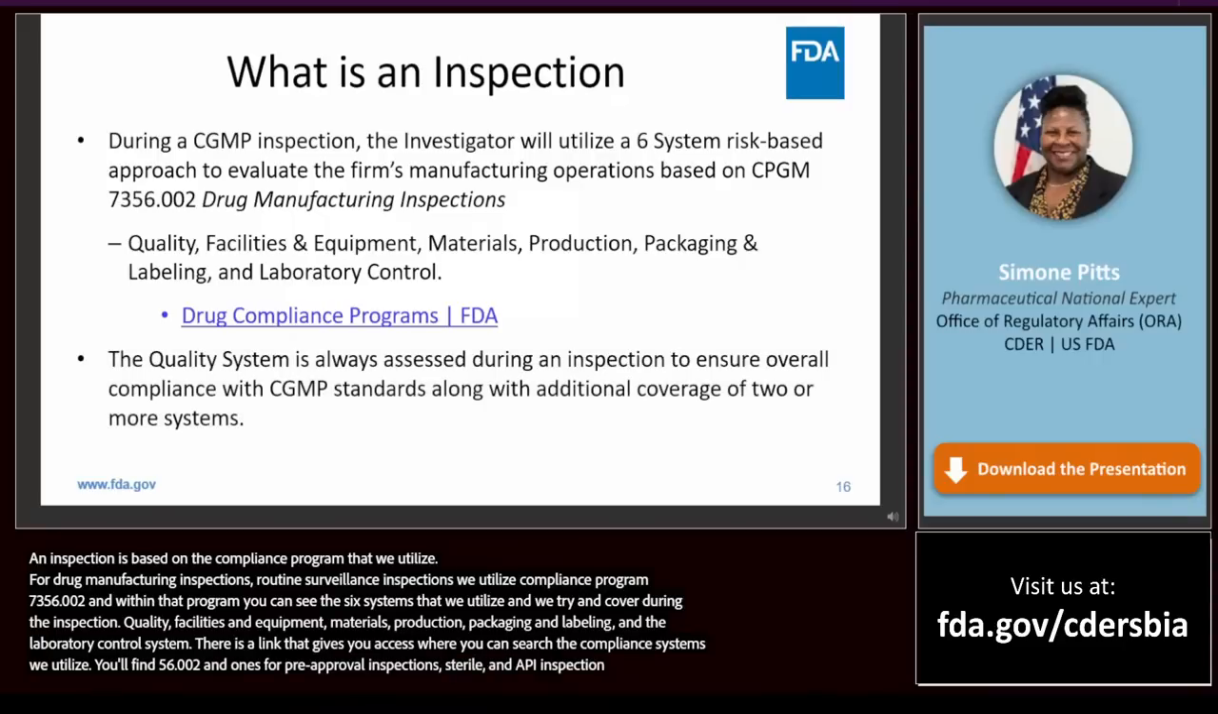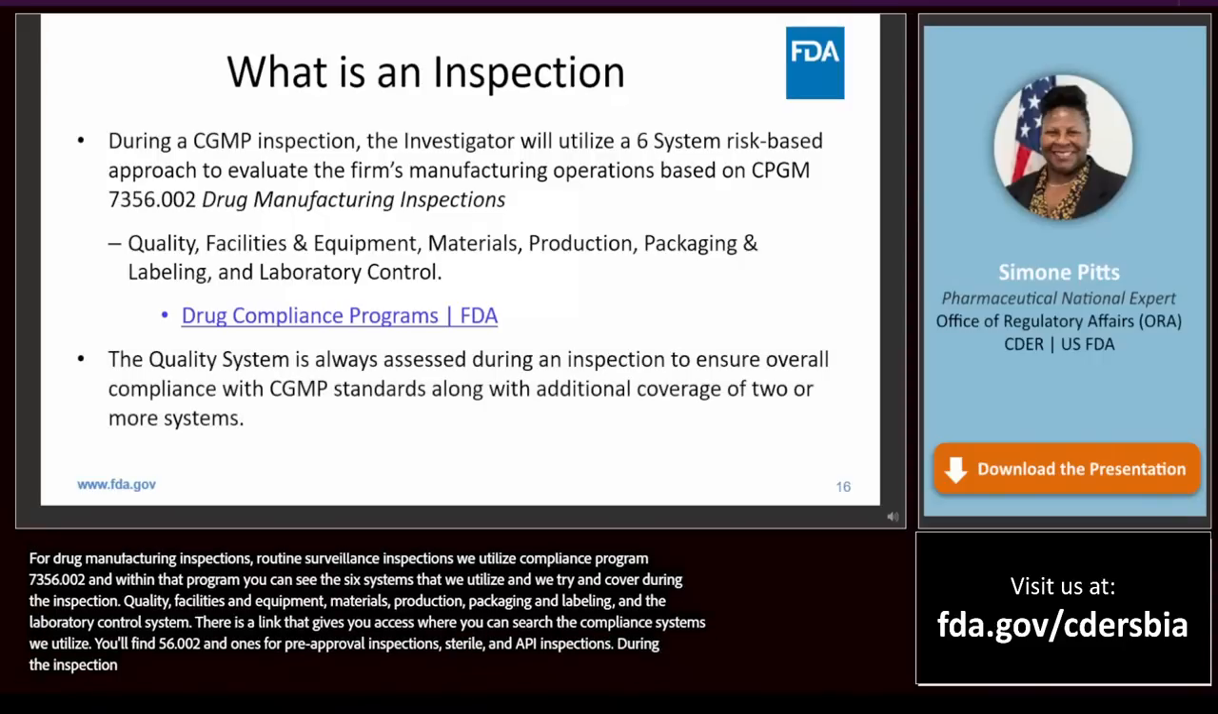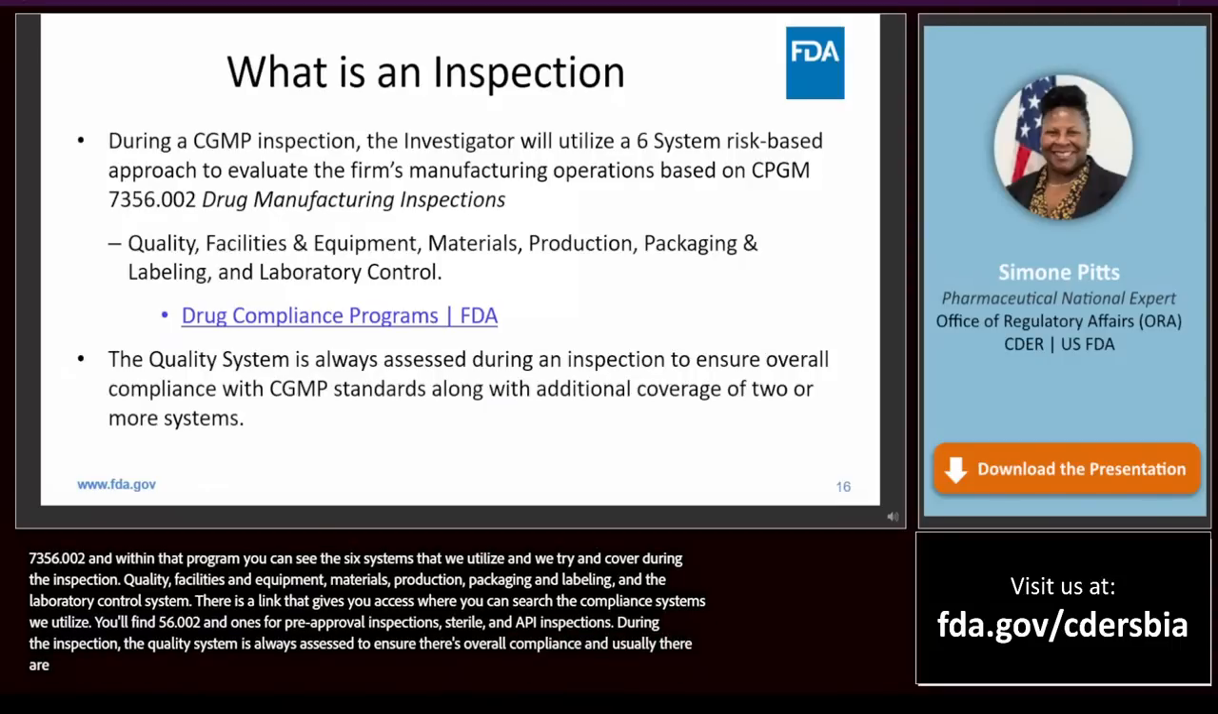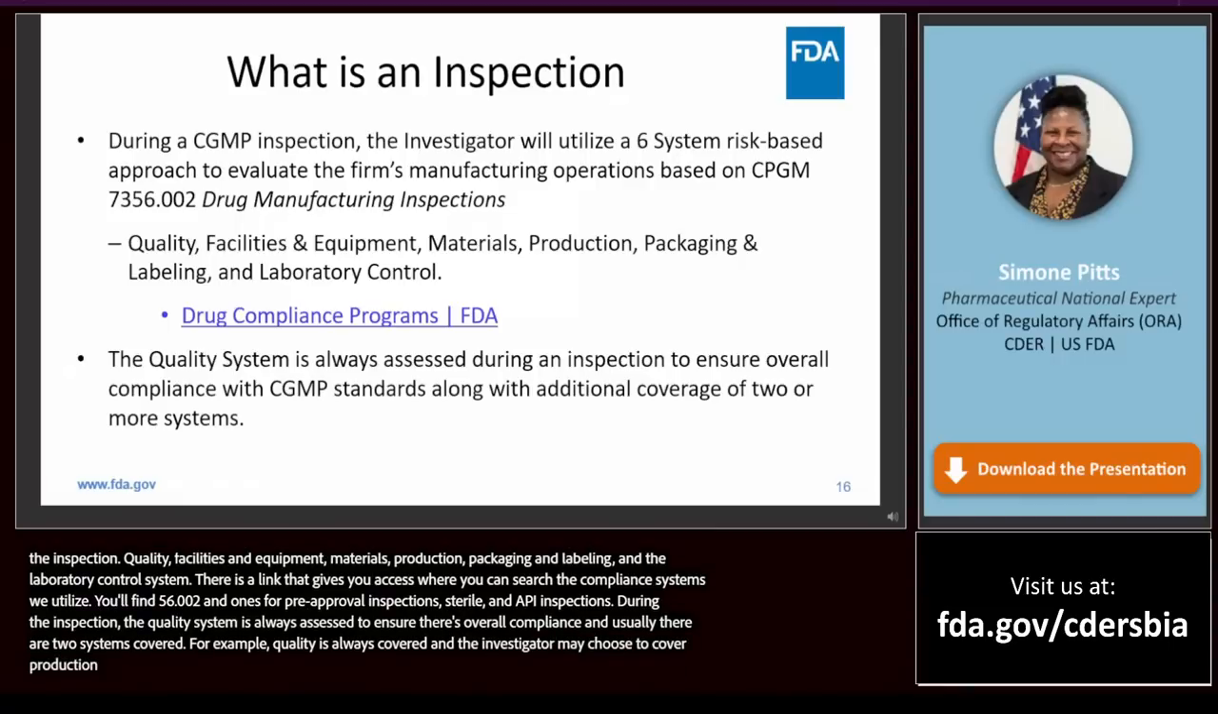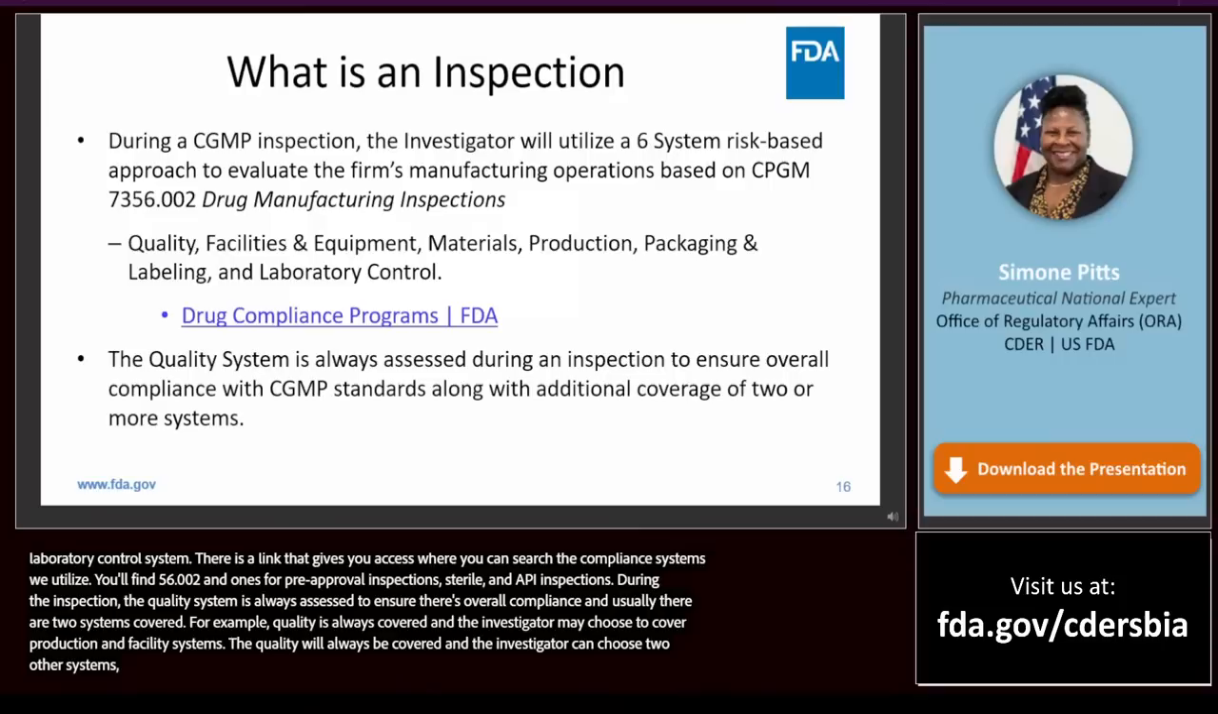During the inspection, the quality system is always assessed to ensure that there is overall compliance, and normally there are about 2 additional systems that are covered on a rotational basis. So for example, quality is always covered, and the investigator may choose to cover the production and facilities and equipment system. But for the next inspection, the quality system will always be covered, and the investigator can choose to cover 2 other systems, say for example, materials and/or packaging and labeling system.